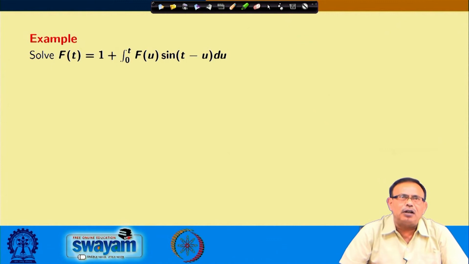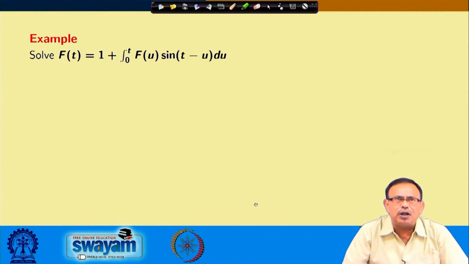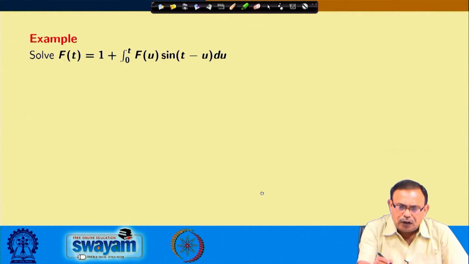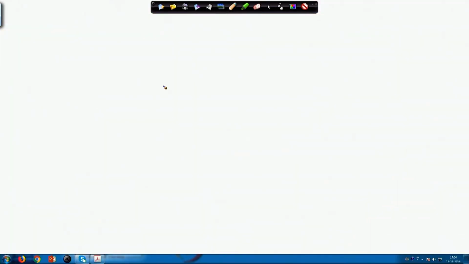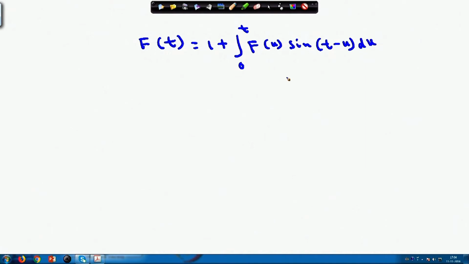Now, let us take some other type. We want to solve the equation f(t) equals 1 plus the integral from 0 to t of f(u) into sin of (t minus u) du. Let us see the solution process. f(t) equals, it is given, 1 plus the integral from 0 to t of f(u) into sin of (t minus u) du, and this integral is nothing but the convolution of two functions. One is f(t), another one is sin t.